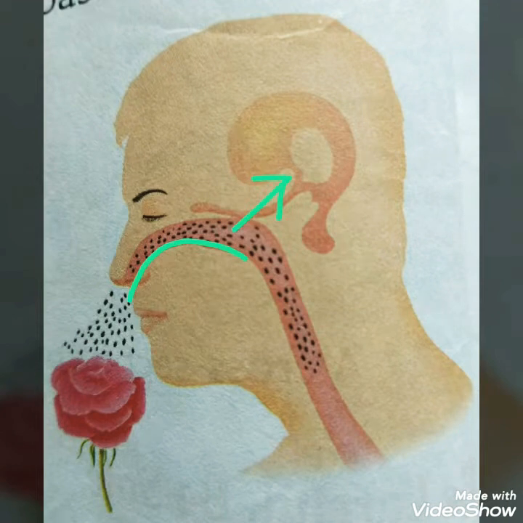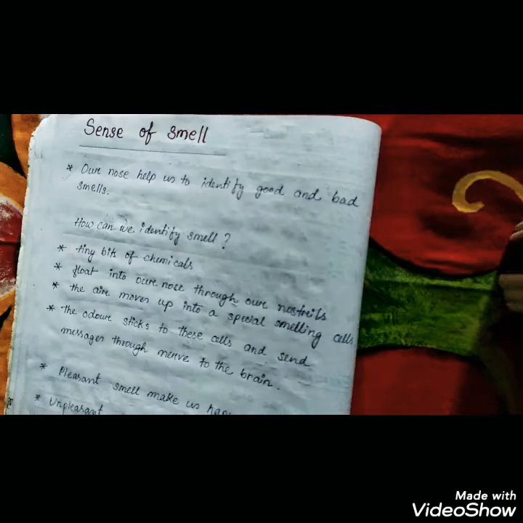After entering our nostrils, the air moves up into a space at the top of the nose. That space is covered with special smelling cells. The odors stick to these special smelling cells and send a message through the nerves to the brain. You can see the arrow mark. When the brain gets the information, the brain identifies the source of the smell and tells us about it.